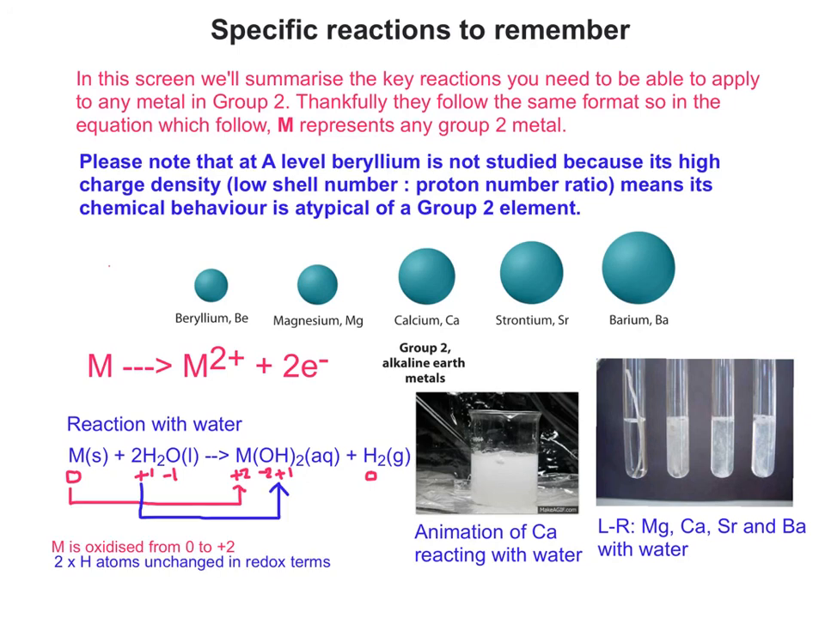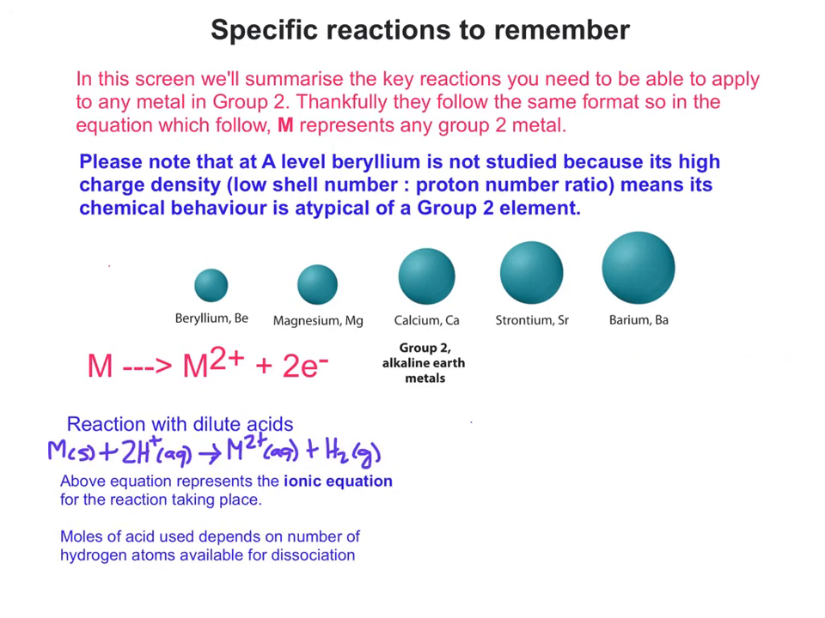So first of all, M is oxidized from 0 to +2, and 2 hydrogen atoms are unchanged in redox terms. They remain as +1. And the remaining 2 hydrogen atoms are reduced from +1 to 0. So although not all the hydrogen atoms have ended up undergoing redox change, 2 of them have, so therefore this is a redox reaction overall.